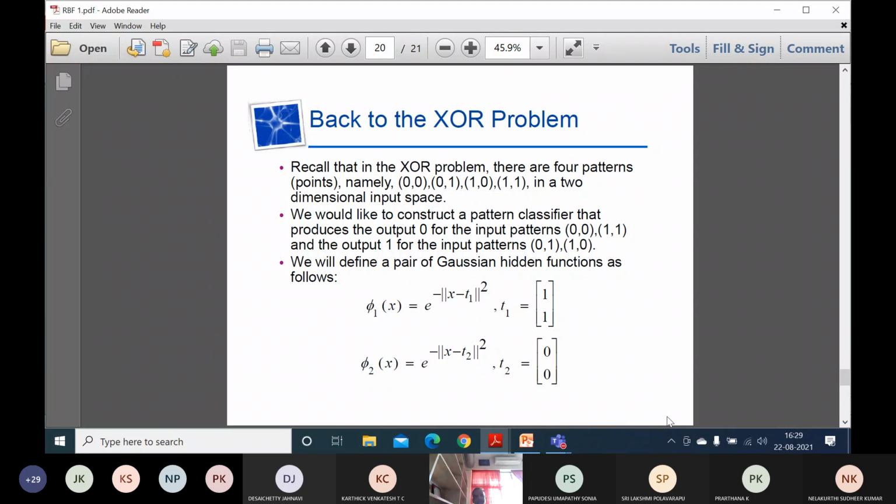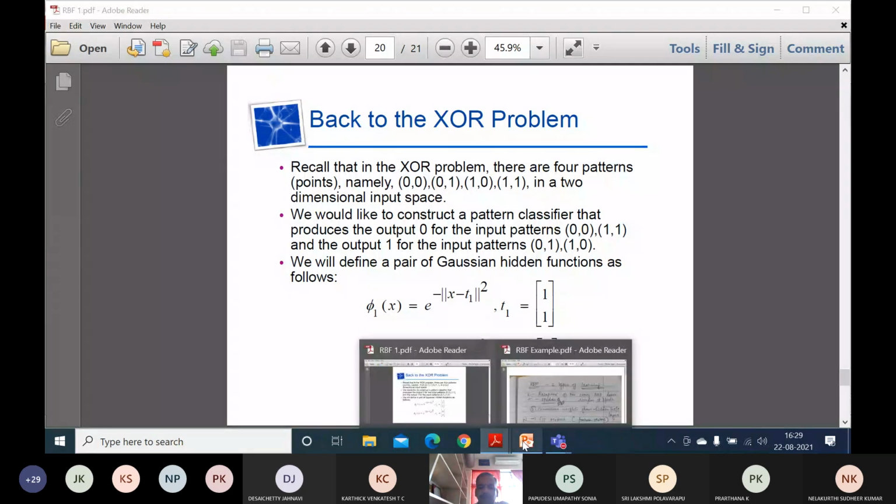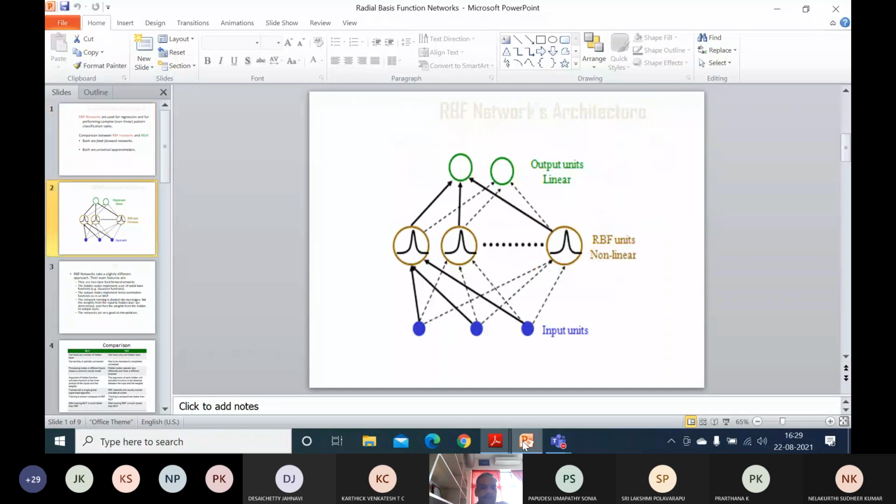We consider the same XOR problem. So before entering into the XOR, this is how the RBF looks. You have input units, and this is your hidden layer, which is usually linear in nature, but it is non-linear with respect to RBF, and the output units are linear in nature.